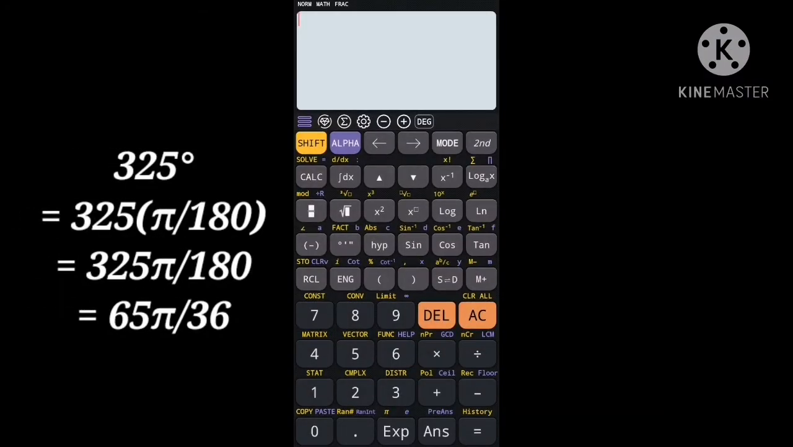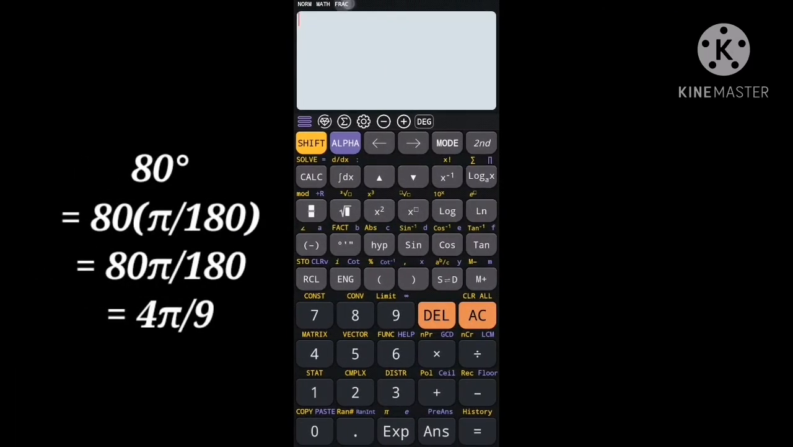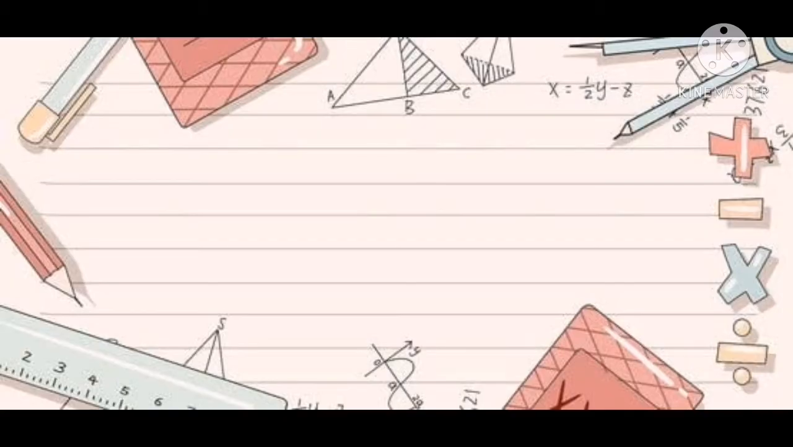We have a given 325 degrees. 325 degrees, if you multiply it by pi over 180, you will get 325 pi over 180. And if you simplify it, the final answer would be 65 pi over 36. Next, we have 80 degrees as a given. 80 degrees times pi over 180, you will get 80 pi over 180. And the final answer would be 4 pi over 9. Those were some examples of how to convert degree measure to radian measure.